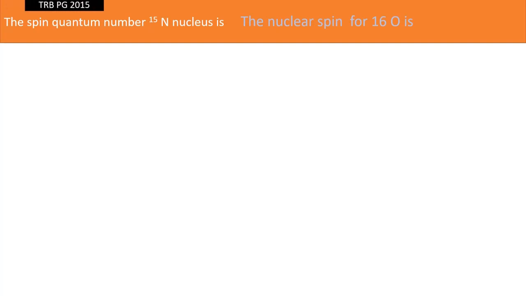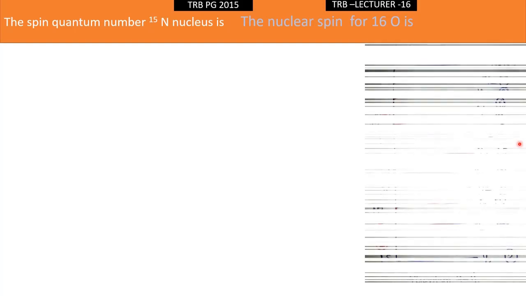Okay, so it is a TRB PG 2015 question. And how can we calculate it? And another one is the TRB lecturer in the year 2006: what is the spin quantum number of the nitrogen nucleus? How will you calculate? Let us see.